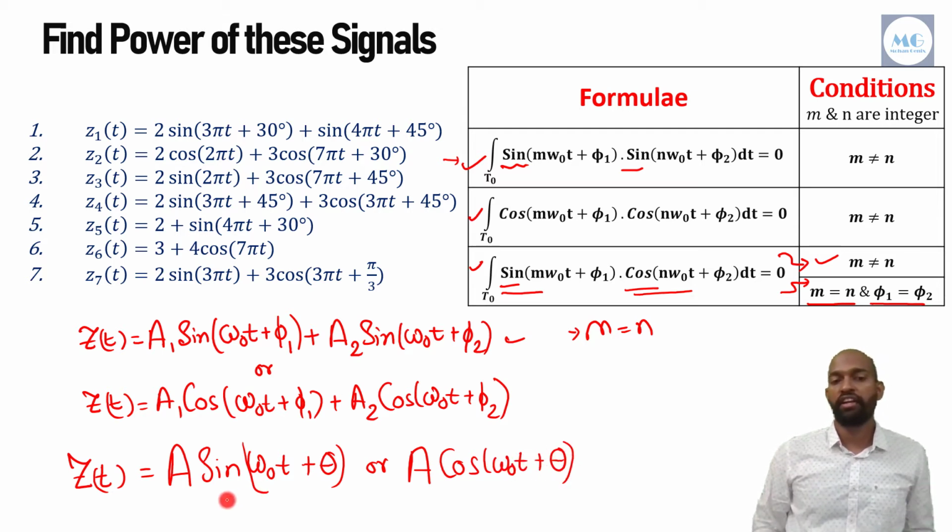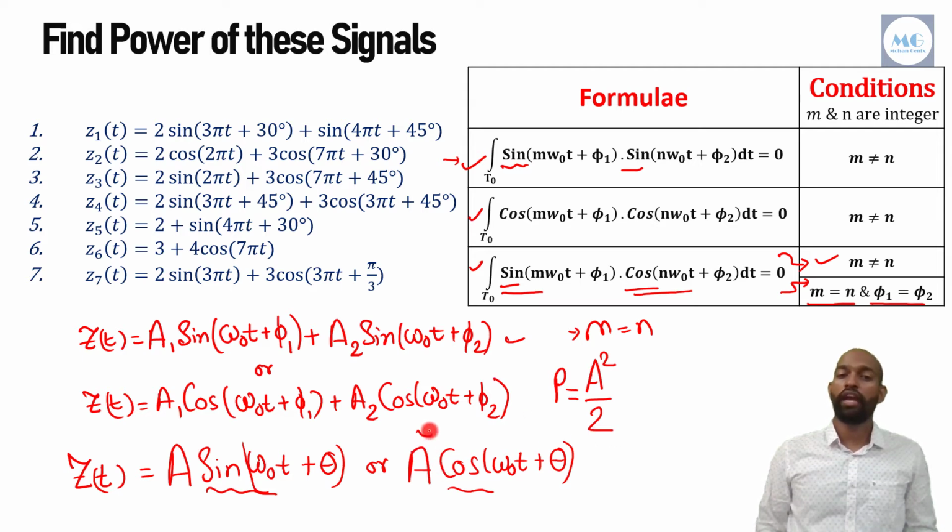Why are we converting like this? Friends, if we can convert these two kinds of signals like this, then it will be much easier for us to calculate power. How? As we already know, the power of any sine function or cosine function is just its peak amplitude square by 2.